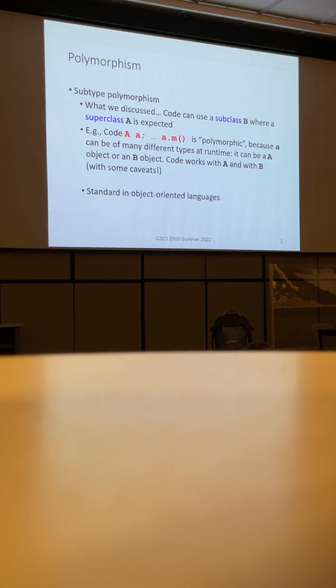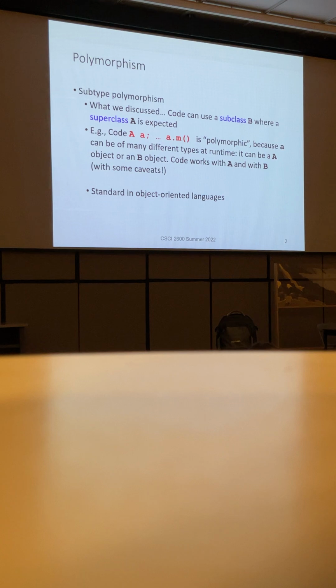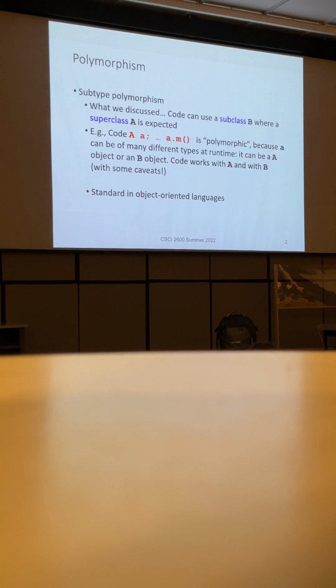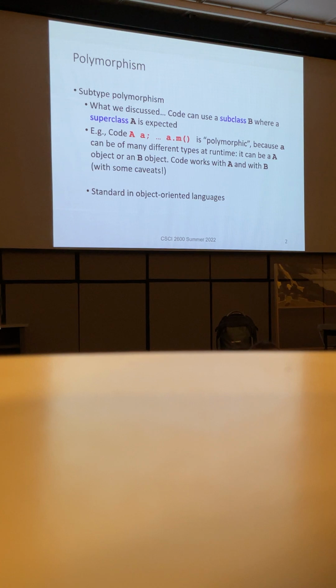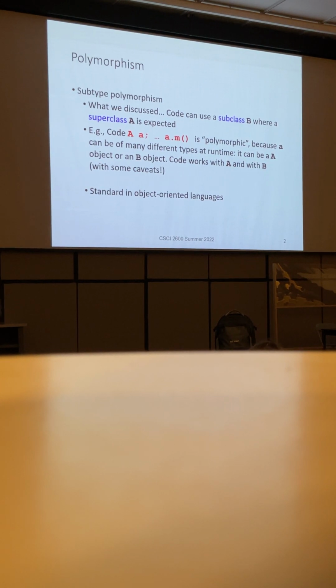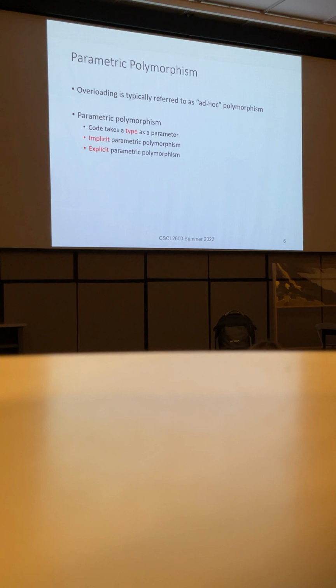All the other types of polymorphism that we covered earlier. So we had ad hoc polymorphism, which is overloading. We had subtype polymorphism, which is basically the ability to substitute a type for another type. And in Java, subtyping is implemented using subclassing. So now the third type of polymorphism, parametric polymorphism.